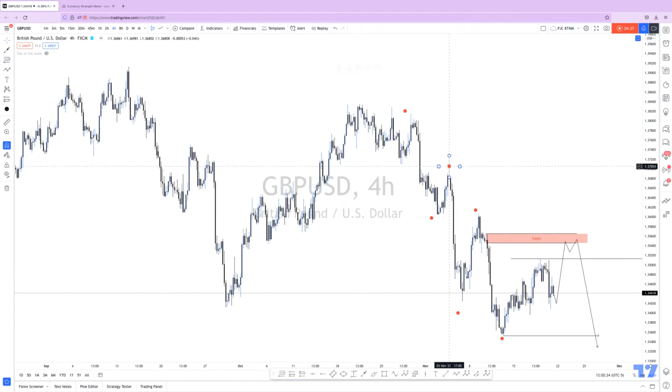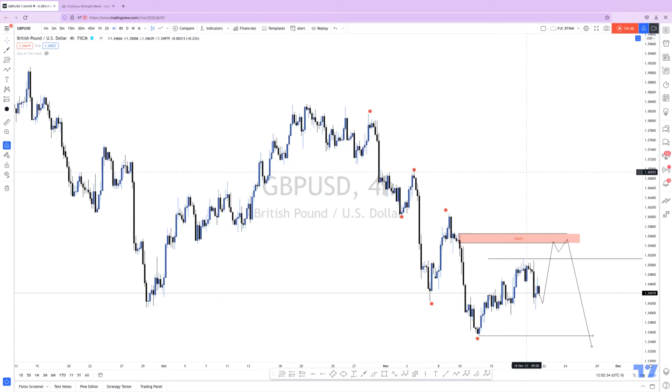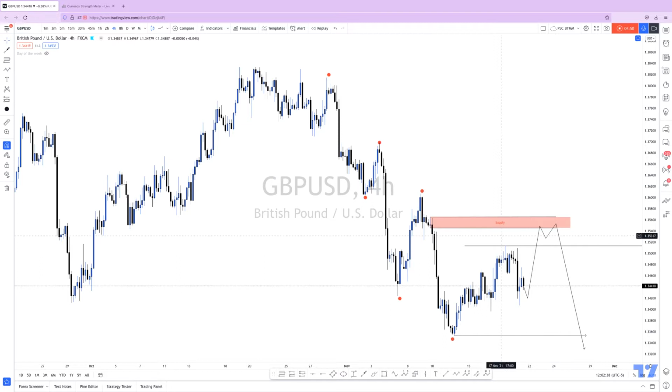So these are the structure points. Now these are the structure point, and the market is clearly here. What I'm seeing here is quite inducement. The market is creating inducement, and definitely this market should tap into this supply zone here and then sell.